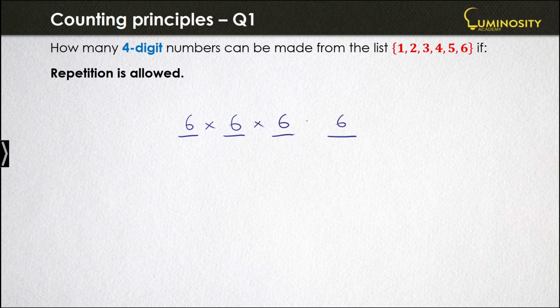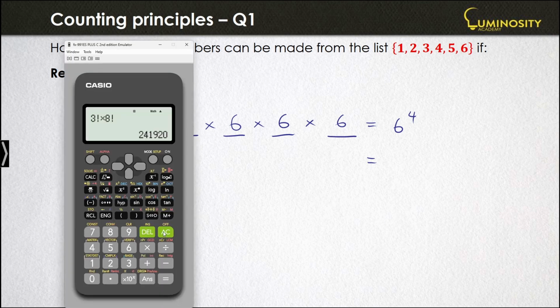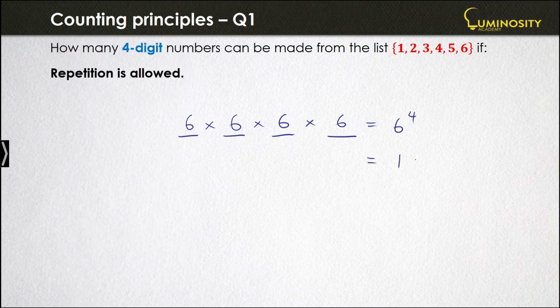So by the fundamental counting principle, I multiply these and get 6 to the power 4. And if we pull that up, let's see what that is equal to. So 6 raised to the power 4, and we get 1,296 different possible 4-digit numbers that can be made from 1, 2, 3, 4, 5, 6.